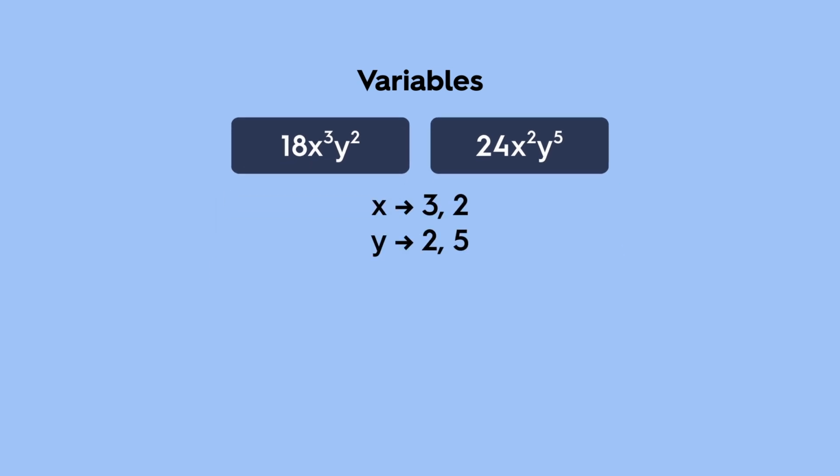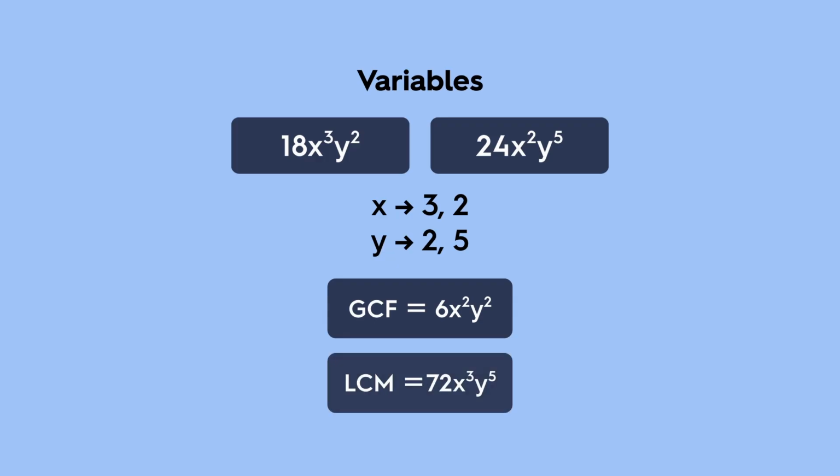For the greatest common factor, take the smallest exponents of shared variables. For the least common multiple, take the largest exponents you see. With 18, x cubed y squared, and 24, x squared y to the 5th, the greatest common factor is 6, x squared y squared, and the least common multiple is 72, x cubed y to the 5th. One last thing, don't mix the two.